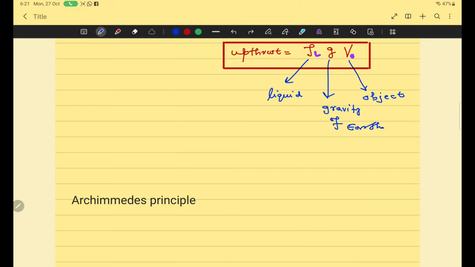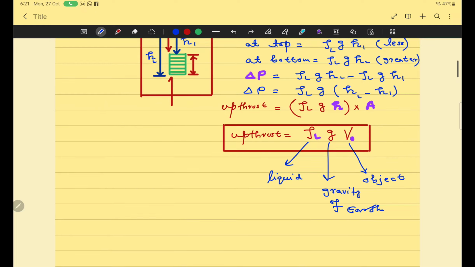Sometimes the object is partially immersed and sometimes totally immersed. In both cases we do not use the whole volume, we use the volume of the object which is immersed in the liquid. Whatever part of the object is submerged in the liquid, we use that volume; we do not use the full volume. So this is the equation of upthrust.